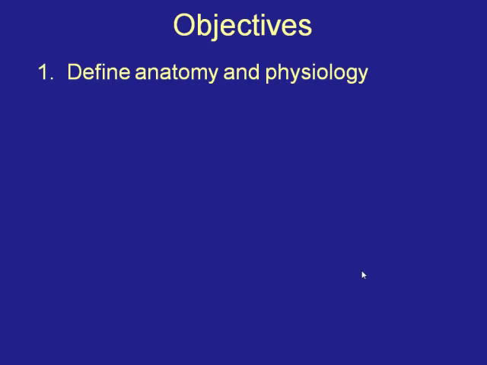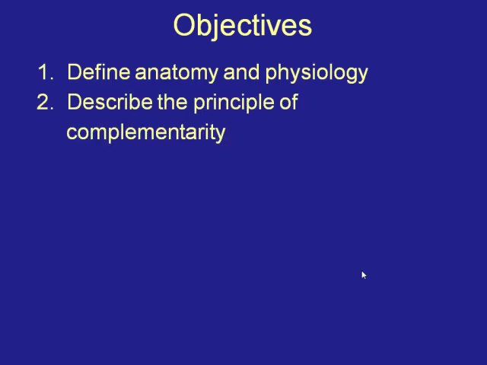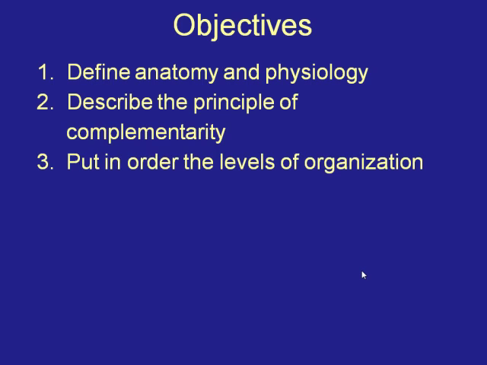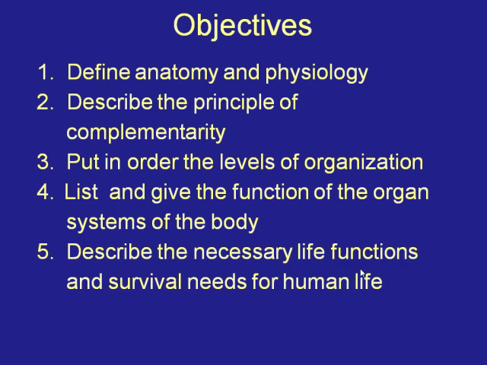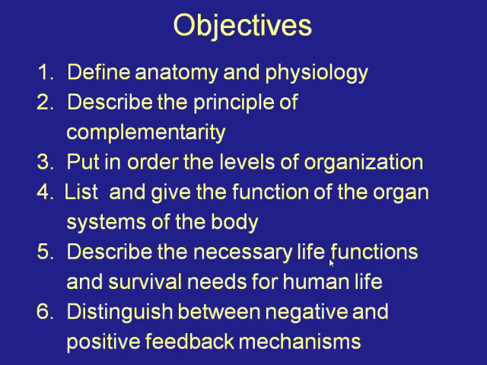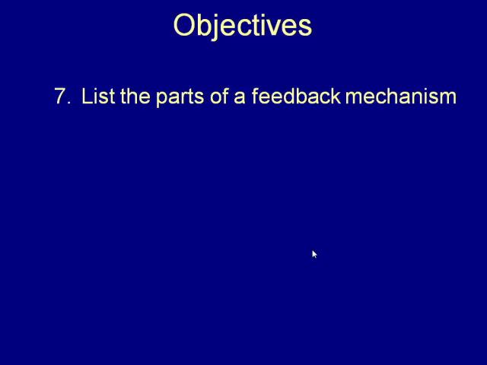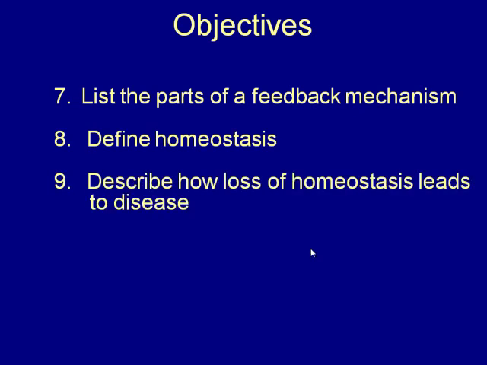The objectives of this particular lecture are to help you define anatomy and physiology, describe the principle of complementarity, put in order the levels of organization, list and give the function of the organ systems of the body, describe the necessary life functions and survival needs for human life, distinguish between negative and positive feedback mechanisms, list the parts of a feedback mechanism, define homeostasis, and describe how loss of homeostasis leads to disease. Let's get started.